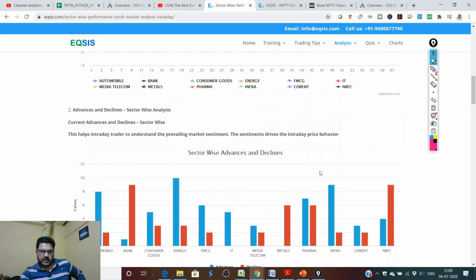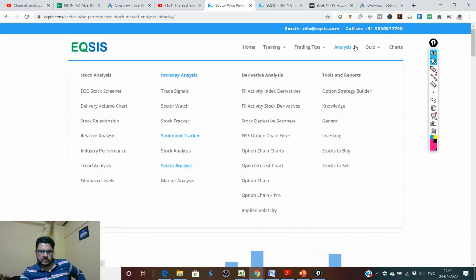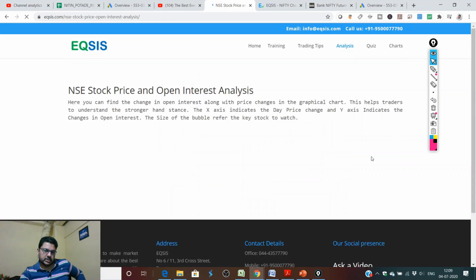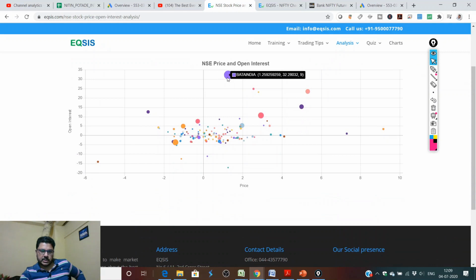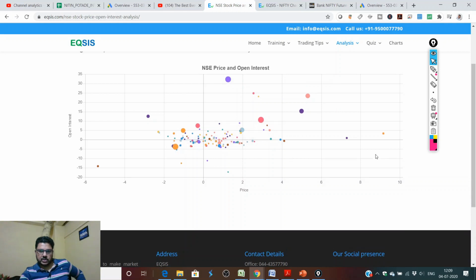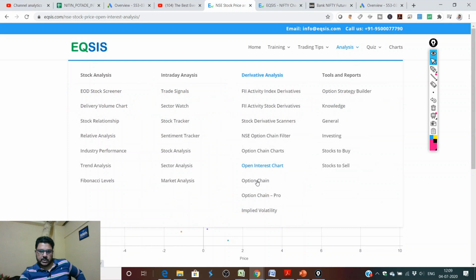So, a lot of companies charge a bomb to give you this kind of analysis, but here you are getting it free of cost. So here you can also go to open interest option chain. Let's look at open interest chart. So this is the open interest chart, and you can see that Bata India has the highest open interest. HDFC Bank has the highest open interest and Godrej CP is the highest open interest. So you can see how easy it is to find out which stock has the highest potential of making a big move. So like this you can track an option chain.